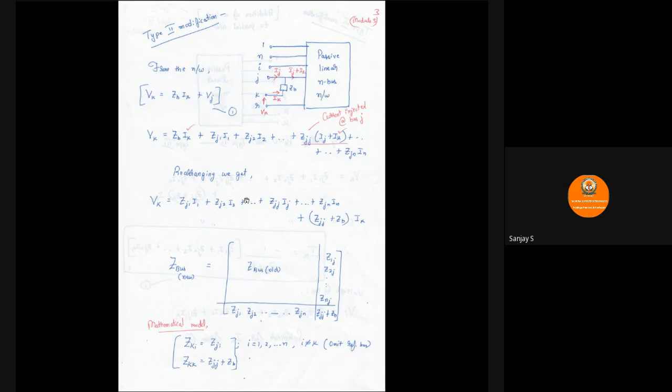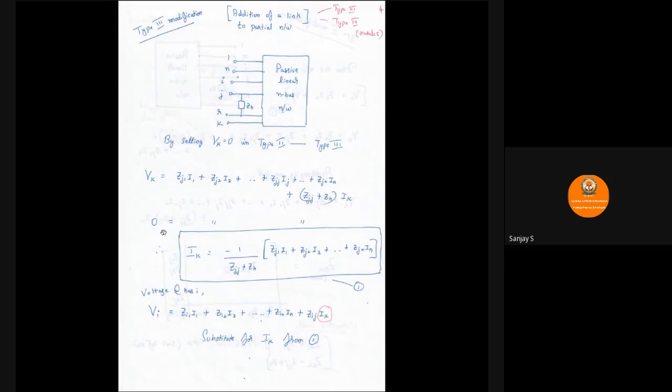Then if we try to write it in matrix form, we have Z bus new is equal to Z bus old. We will have some column elements and row elements Z1j, Z2j, Znj, and here Zj1, Zj2 up to Zjn, and the last diagonal element will be Zjj plus Zb. So the mathematical model will be Zki is equal to Zji, where i varies from 1 to total number of buses. It cannot take the value of k, and Zkk, the diagonal element will be Zjj plus Zb, where J represents old bus.